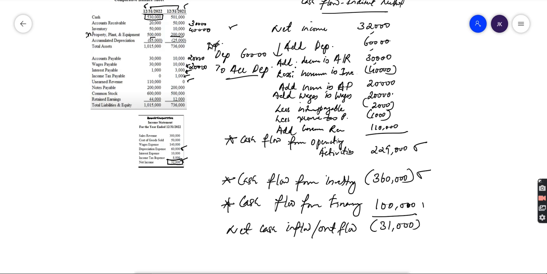This is the third section. Now we will bring in the cash at the beginning. How much was the cash at the beginning? 501,000, right? So we brought in the cash at the beginning. So the cash at the end should be how much?